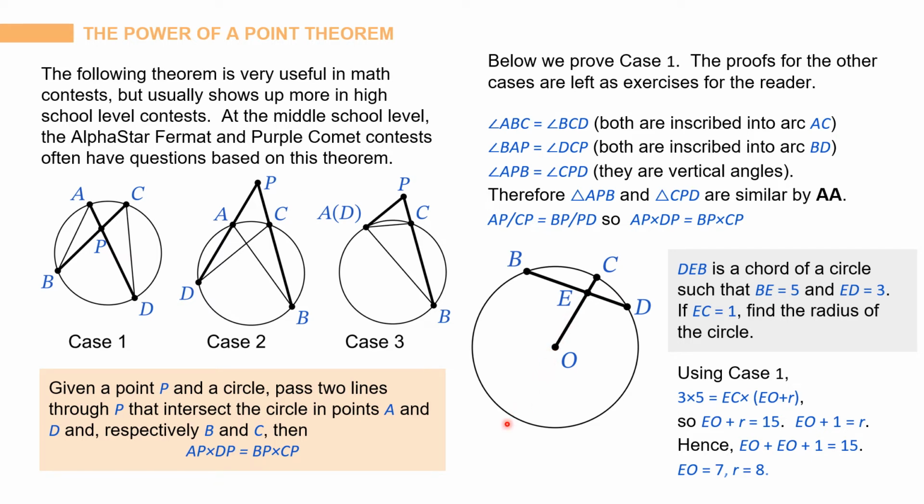Well, that's 2 times, that's EO plus the radius, okay? So EO plus the radius has to equal 15, but we know EO plus 1 is the radius, so EO equals 7 and the radius is 8. So you see, we could use the intersecting chord theorem because this point was going through the center, so therefore we knew the relationship between this side on point O had to be the same as radius OC.